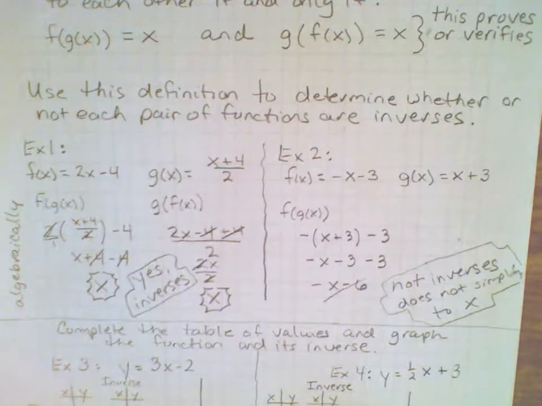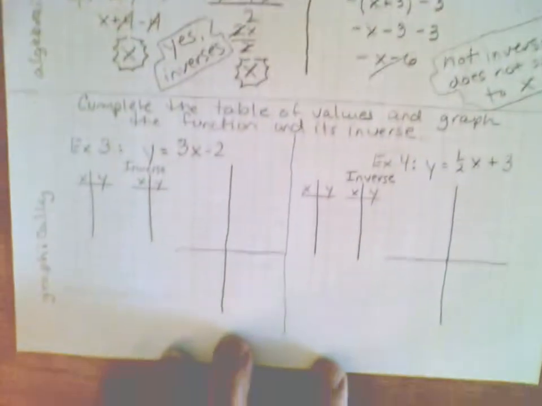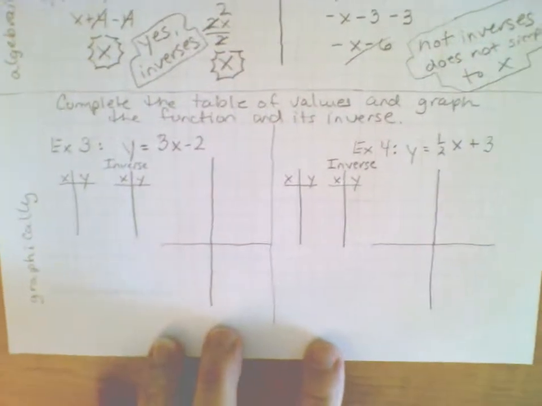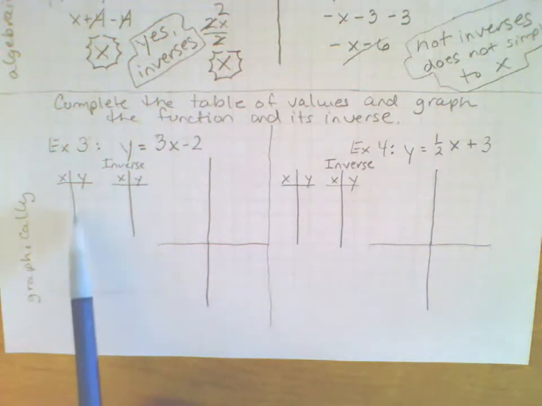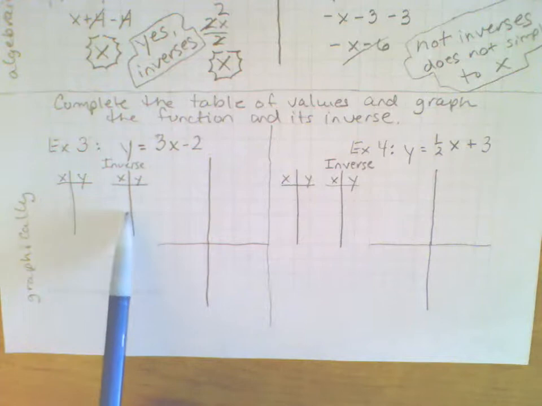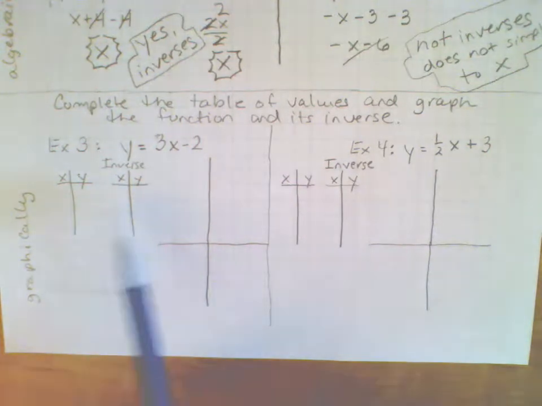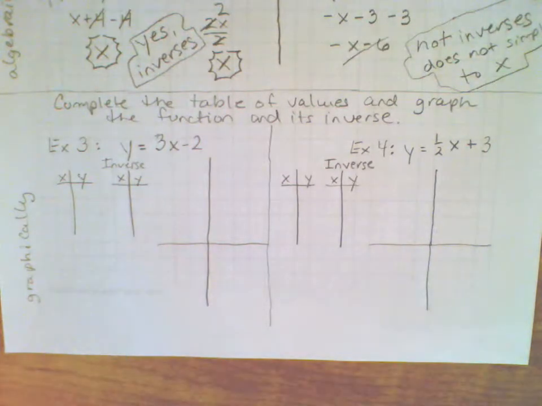Okay, now we're going to do some graphically. We're going to look at inverses on a graph, which we haven't looked at any graphs yet. So I marked this one graphically. Go ahead and copy down the directions there. I've already got my two equations written down, and then I've got a table for each, a table for the original function and a table for the inverse, and then we're going to use the points in the table to make our graph.